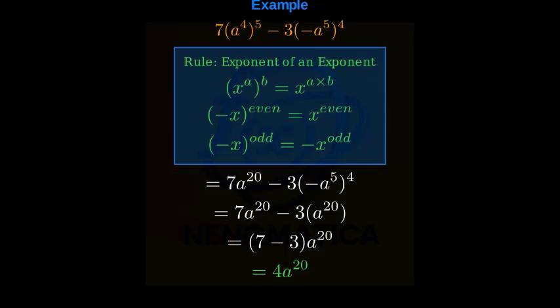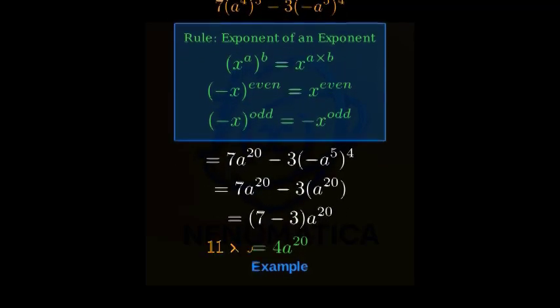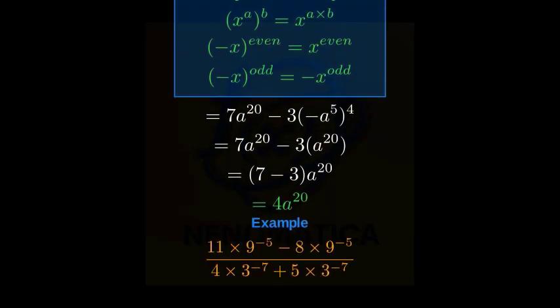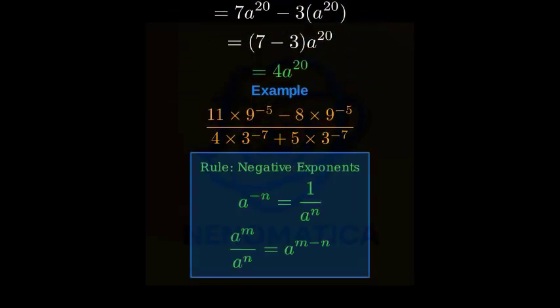So our final answer is 4a to the power of 20. For our final example, let's simplify a complex fraction involving powers. We have 11 times 9 to the power of negative 5 minus 8 times 9 to the power of negative 5, all over 4 times 3 to the power of negative 7 plus 5 times 3 to the power of negative 7. For this problem, we'll simplify both the numerator and denominator, then apply laws of division with exponents.